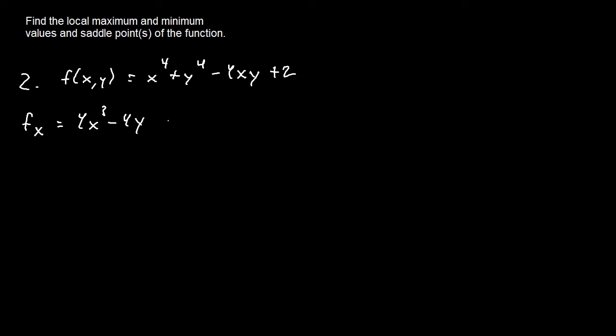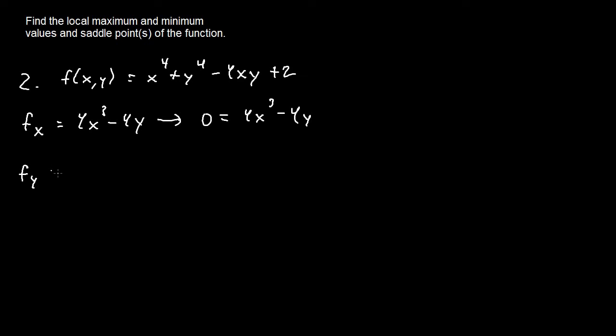Now if I go ahead and set the partial derivative equal to 0, so 0 equals 4x cubed minus 4y. Now notice there are 2 variables, so we can't necessarily solve here. So what I'm going to do is wait until I get the partial derivative for f sub y, and then I can go ahead and use substitution.